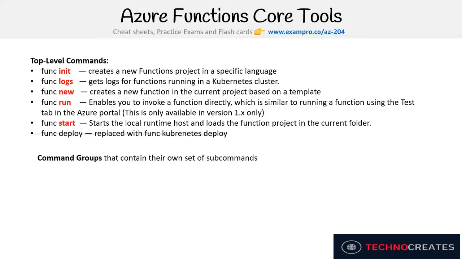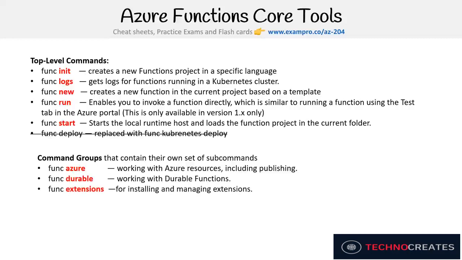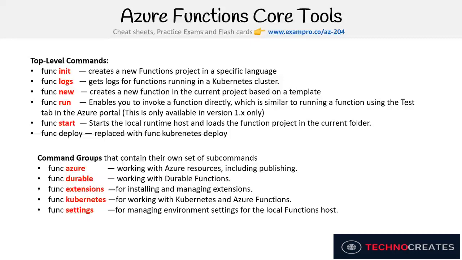Then we have command groups that contain their own set of subcommands. So we have func azure, for when you're working with Azure resources, durable for durable functions, extensions for managing extensions. If you're working with Kubernetes and Azure Functions, you can do that. If you are messing with settings, you do settings. If it's with templates, to list available templates, you can do that. So there you go.